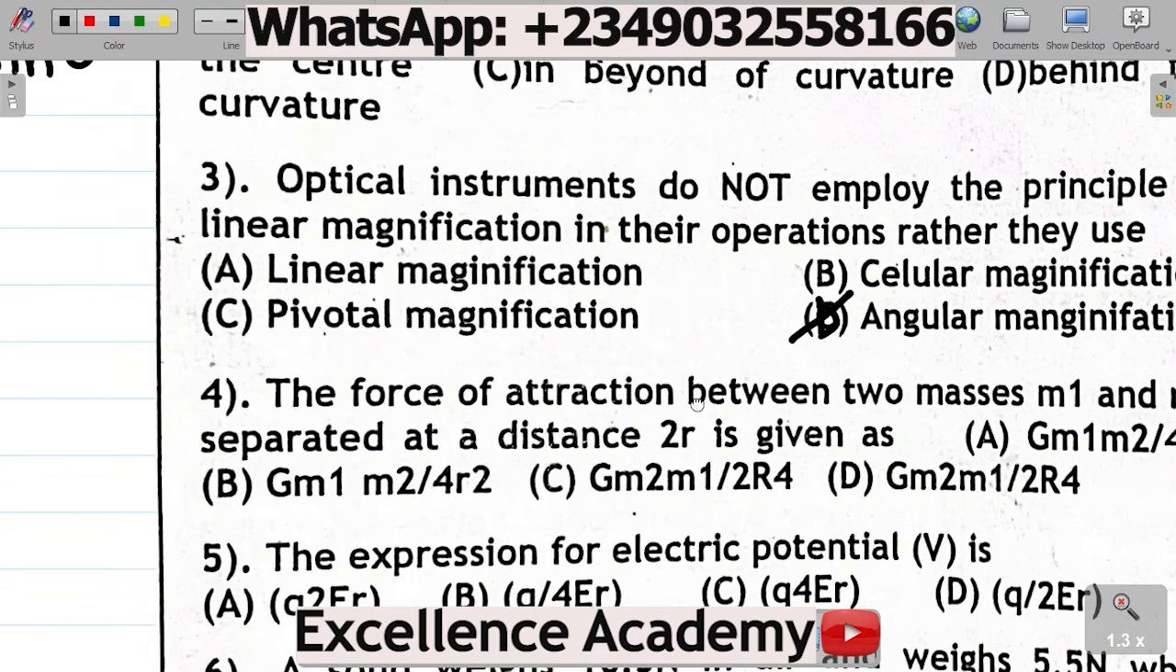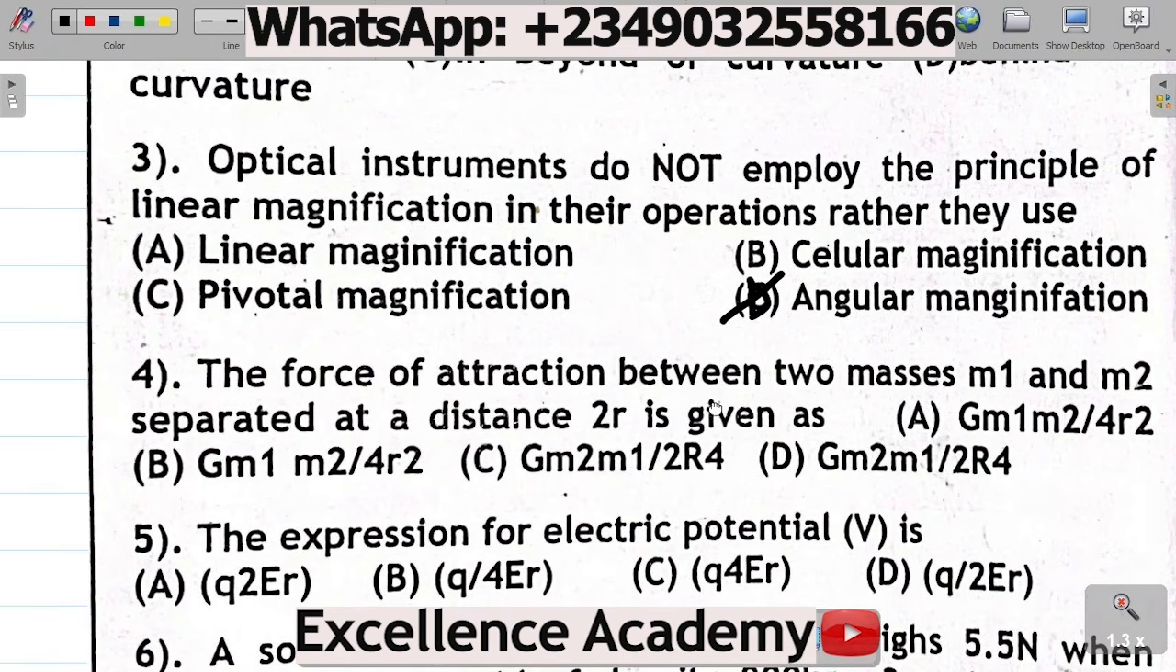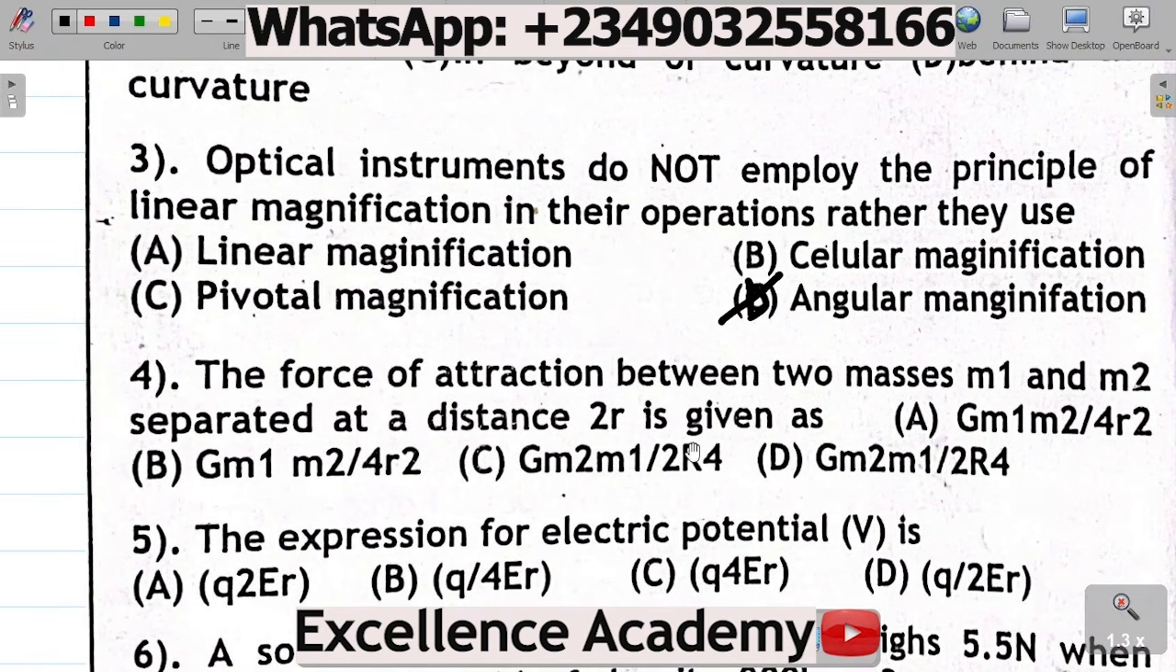So let's see which option matches that. G M1 M2 all over 4r squared. I think B and A are actually similar. G M1 M2 over 4r squared. This is G M1 M2 over 4r squared. So either A or B, they have the same value. All right, so let's just go with A. So it's G M1 M2 all over 4r squared. That is your correct answer.